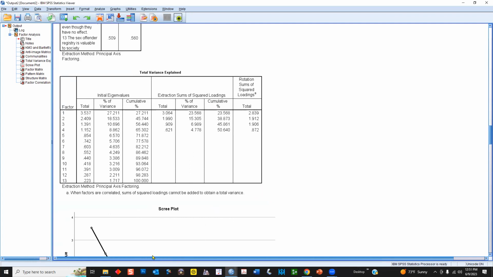Next, we have the eigenvalues. And what we're looking for here is an eigenvalue greater than 1. That's the traditional rule that has been used since really the 1950s, or possibly even earlier. What that tells you is that that particular factor is doing more than its fair share of grouping the items. So you have as many as 13 possible factors here because there are 13 items. The numbers here do not refer to the items, but the factors.